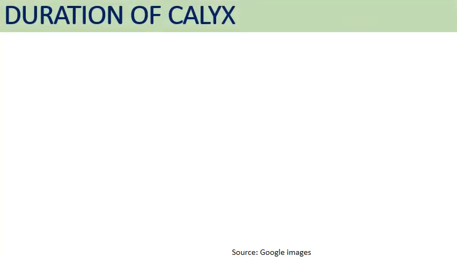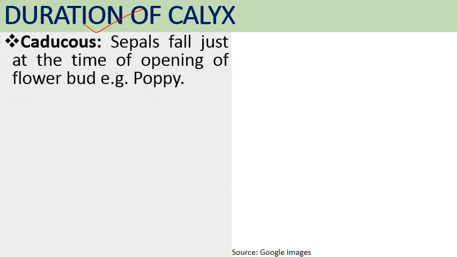Next, duration of calyx के basis पे हम terms use करते हैं. So कितने time तक calyx रहता है, on the basis of its duration we use certain terms. For example, we have caducous sepals. Caducous sepals fall just after at the time of opening of flower. तो ये जो sepals हैं जैसे ही flower open होता है वैसे ही ये flowers sepals गिर जाते हैं.